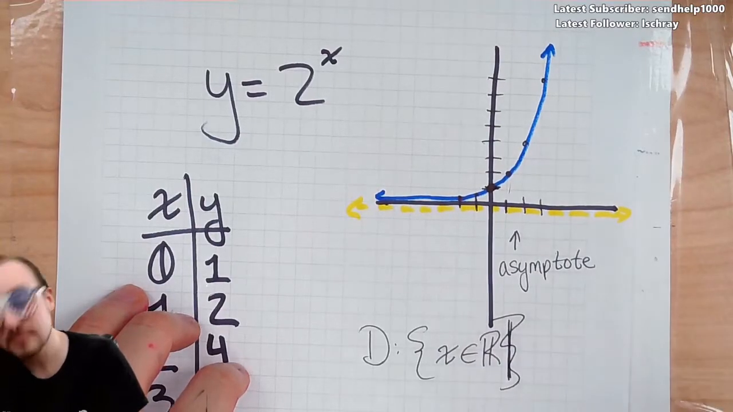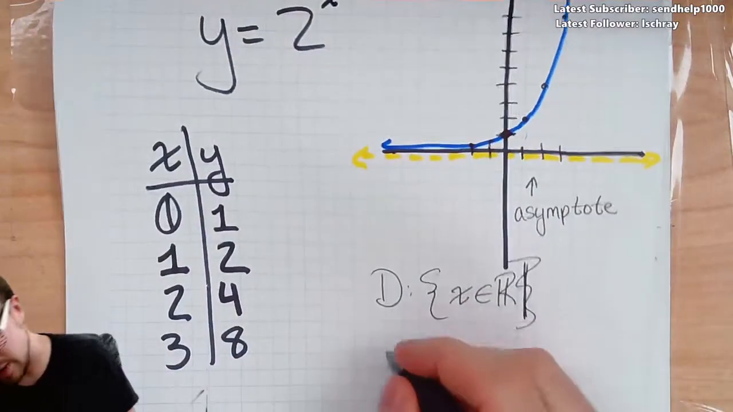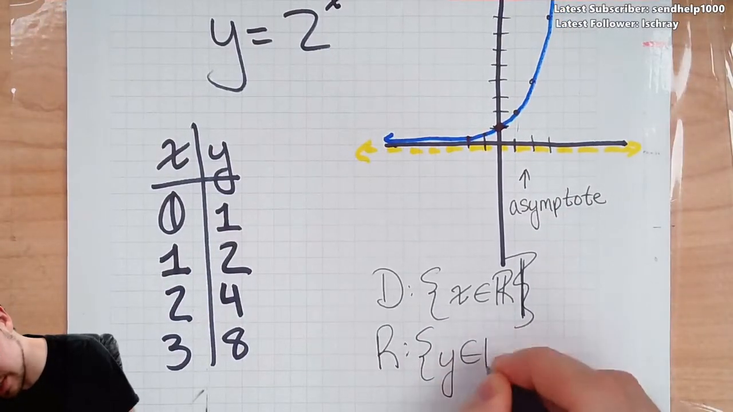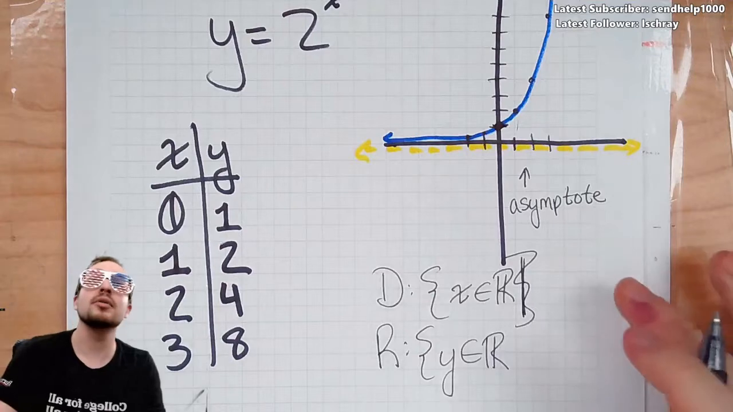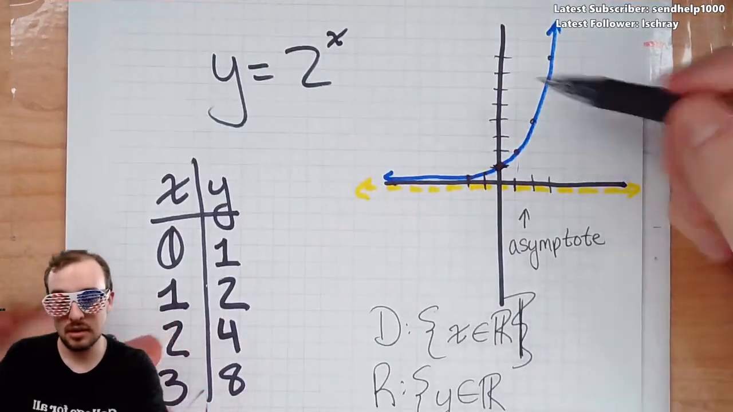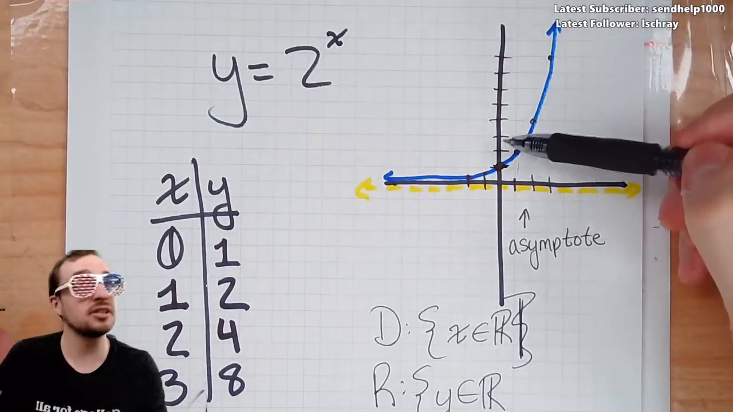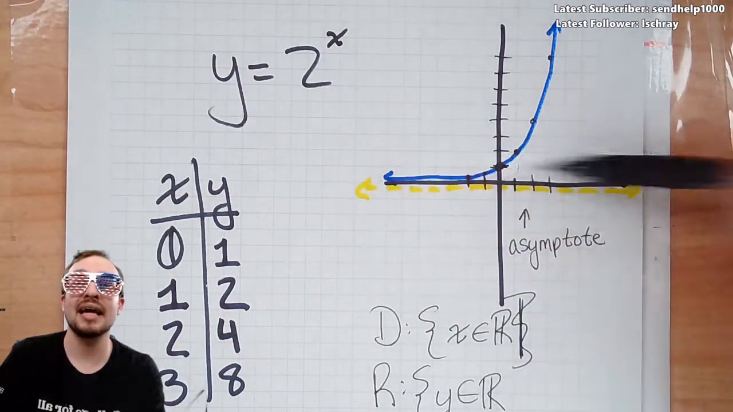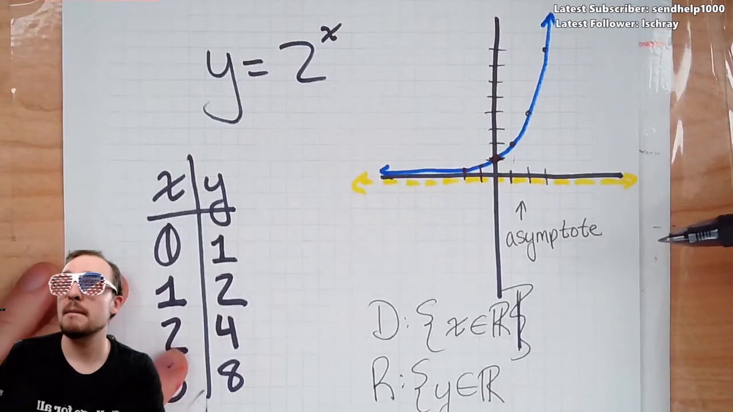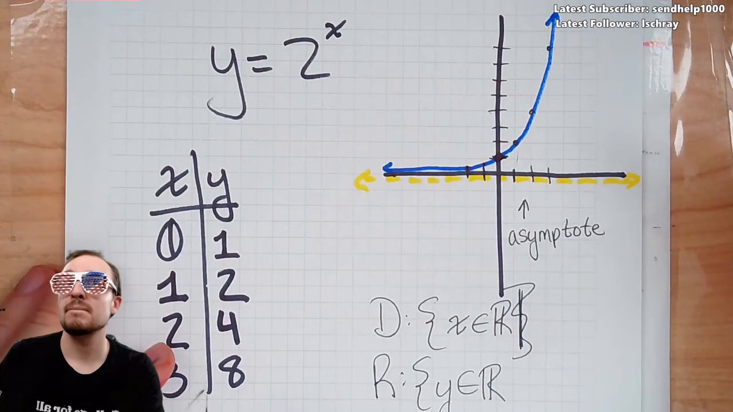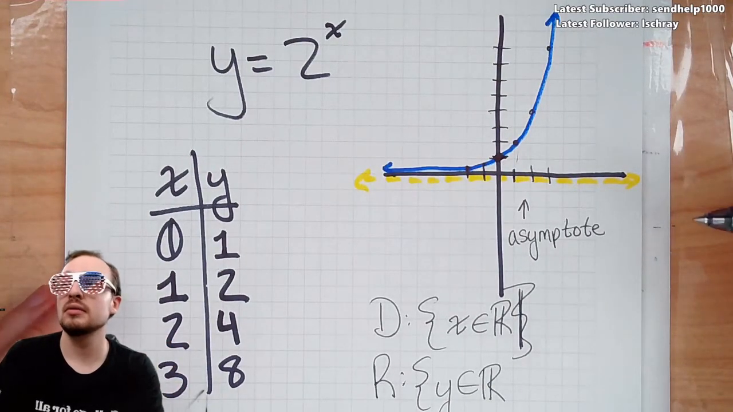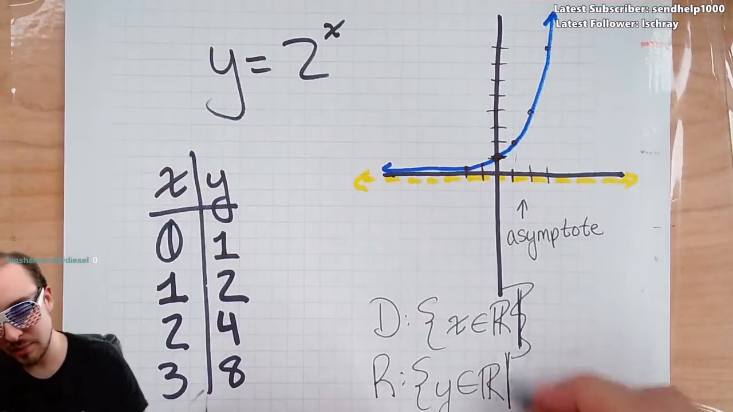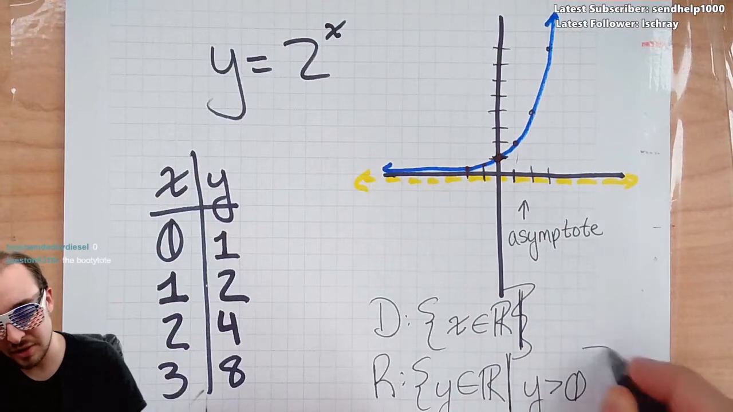The range, however, is the y values that can show up. Now, y can be any number you want, except this thing goes up as far as it wants, but it doesn't go down as far as it wants. What can't it go below? 0, thank you. So it can be any number as long as that number is bigger than 0.